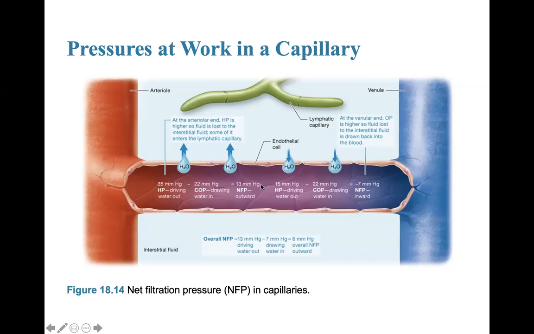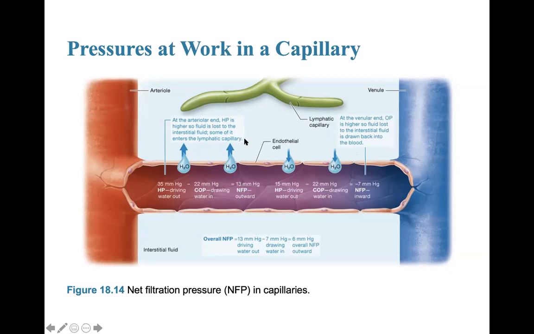Okay, so if we look, the colloid osmotic pressure is negative 22, the hydrostatic pressure is 35. Your net filtration pressure is 13, you're moving out. The hydrostatic pressure at the venule end is 15, the colloid osmotic pressure is 22, that's negative 7, so the pressure drawing fluids back in is lower than the pressure drawing fluids out. And what that means is you're going to end up with more fluids out here.